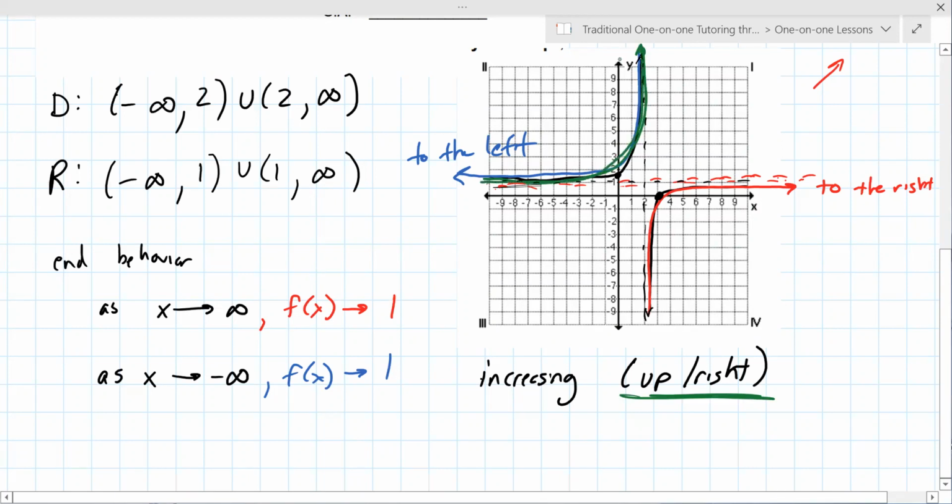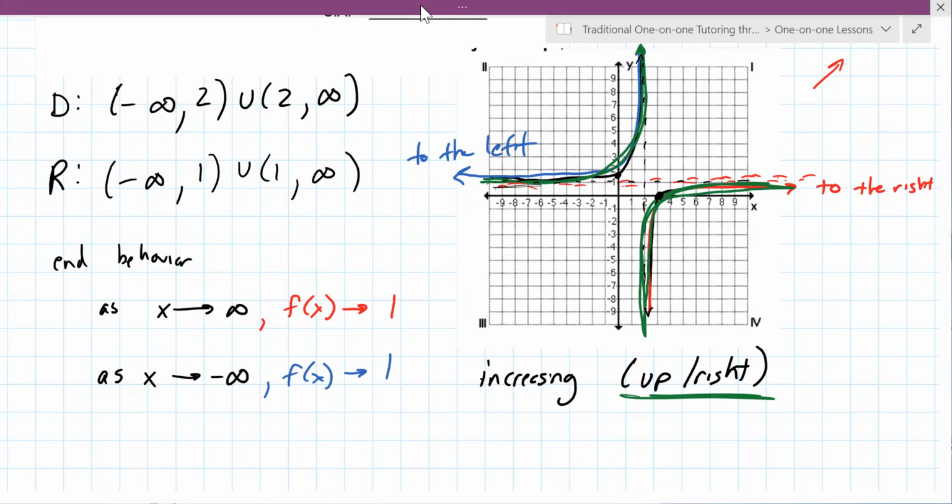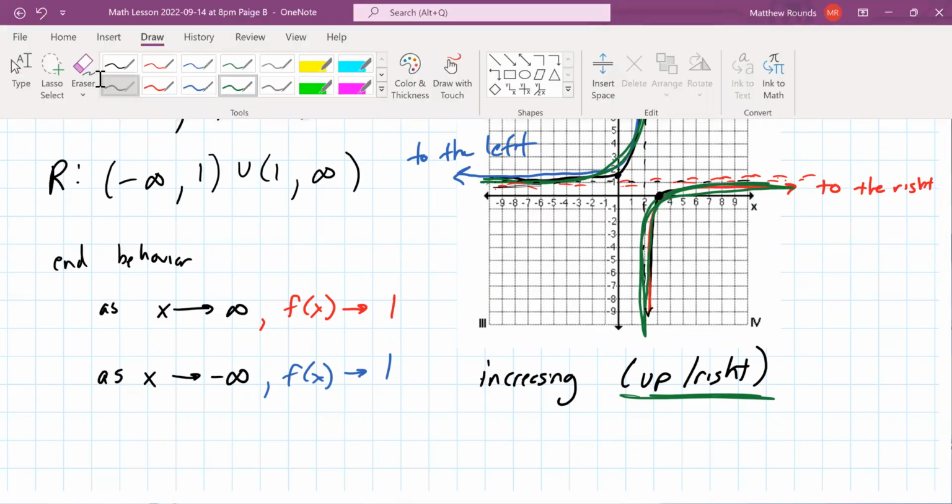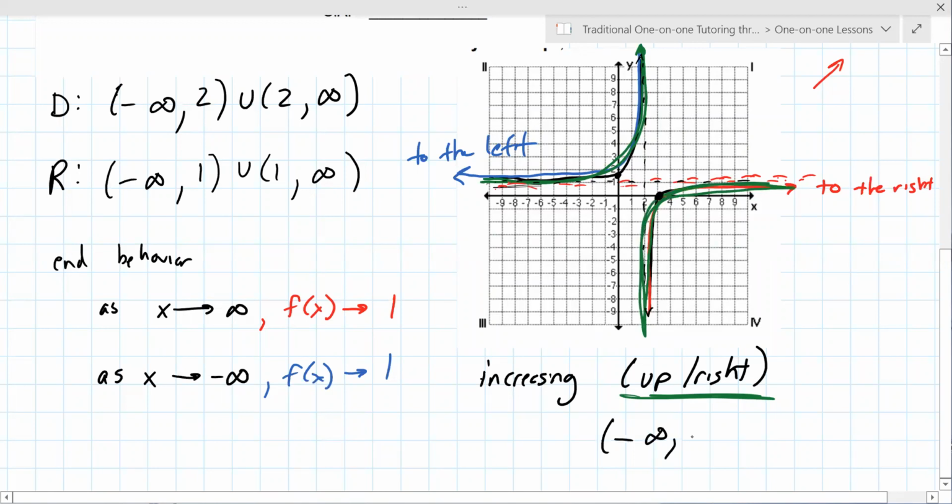Do you believe that? Do you see that? Yeah. I see it. But it's also going up and to the right here. Is that agreeable with you? Because it's a little odd. So it's actually going up and to the right everywhere. So it's actually increasing from minus infinity to 2, union 2 to infinity.